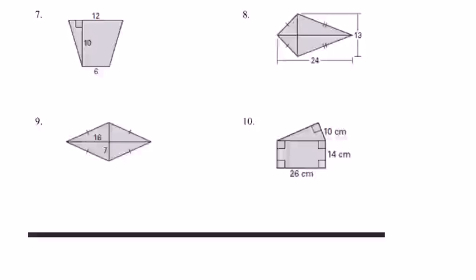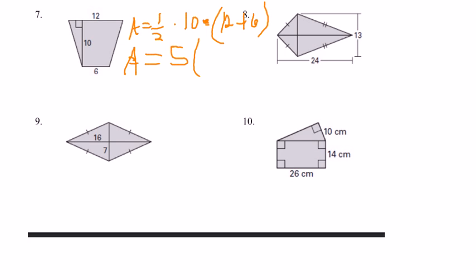Number 7 is a trapezoid, and so the area for that is 1/2 times the height, which is 10, times the sum of the bases, which is 12 plus 6, or 6 plus 12, either order. Okay, so 1/2 times 10 is 5, 12 plus 6 is 18, so 5 times 18 is 90, so 90 square units.